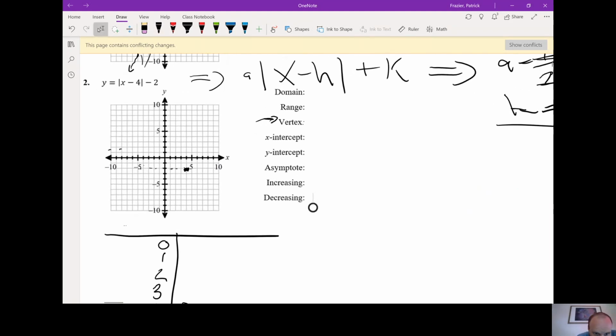So that means that if we start at our vertex again, where we have 4 and negative 2, because that's our vertex, we're going to move up 1 and to the right 1, and then up 1 and to the right 1, and repeat that again and again. So we have our V-shaped graph.